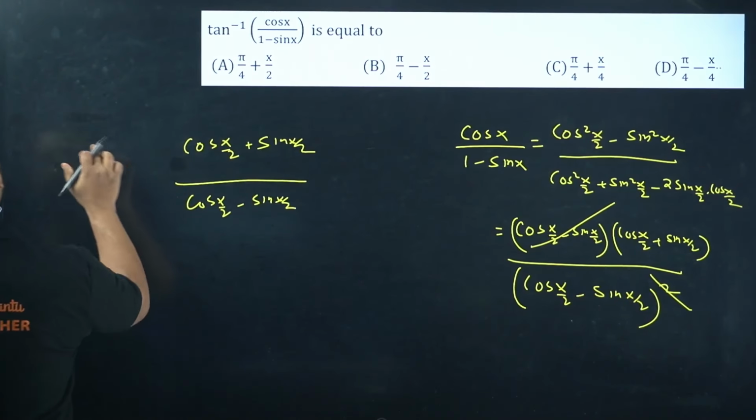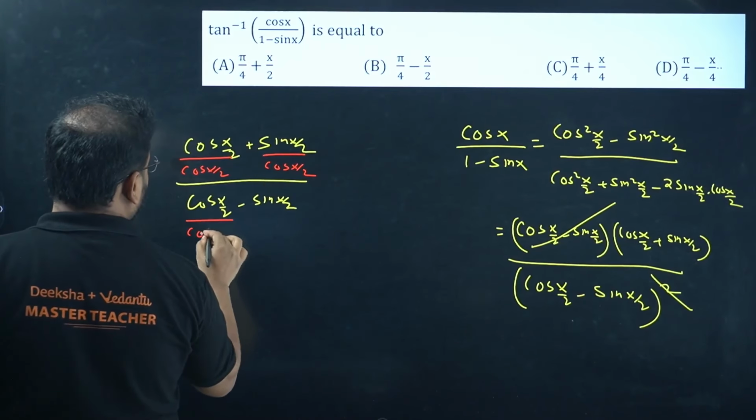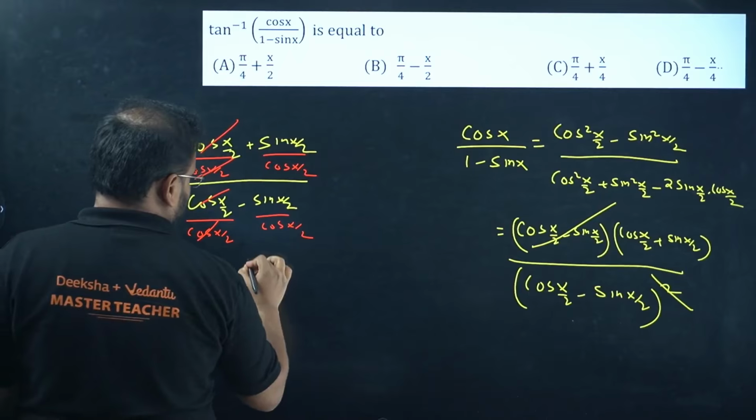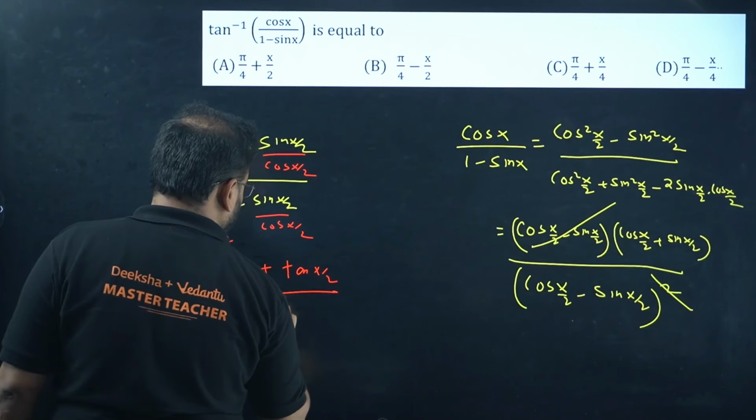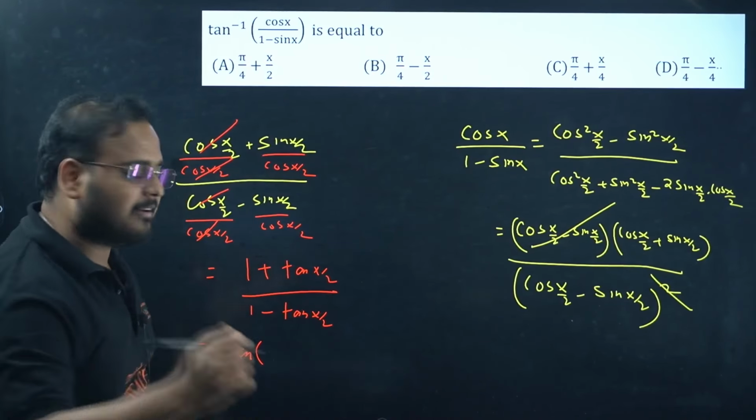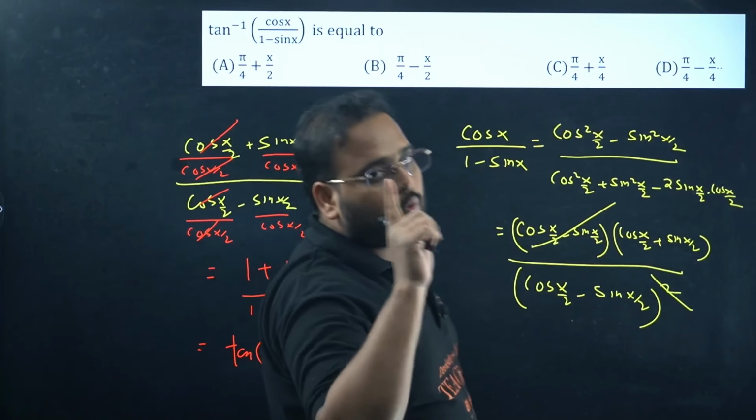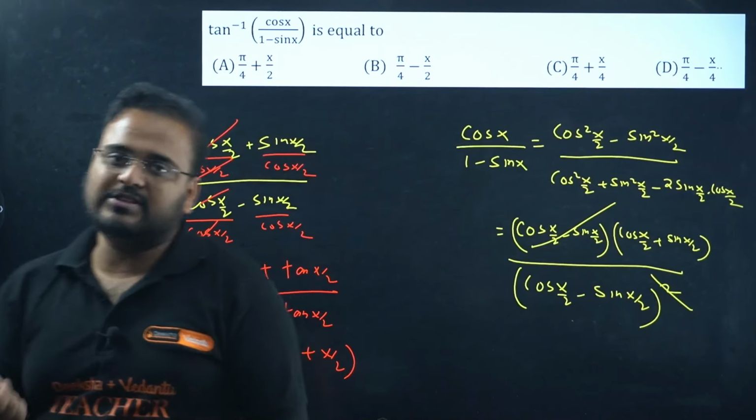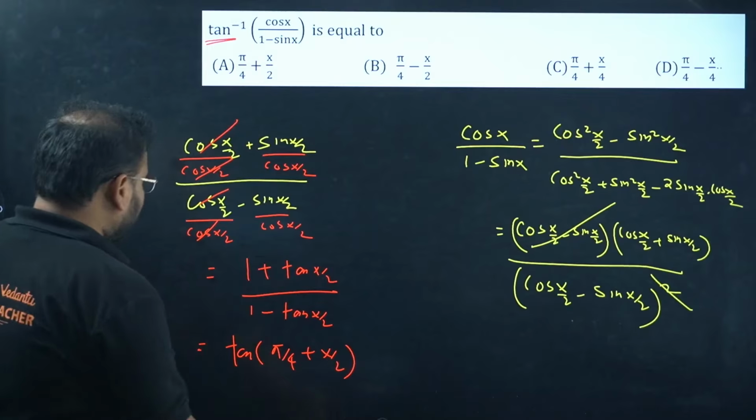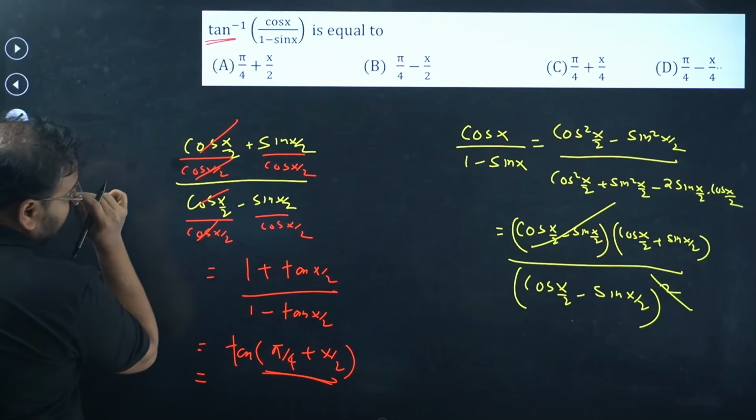Simply divide everything by cos x by 2. Cancel, cancel. This is becoming 1 plus tan x by 2 upon 1 minus tan x by 2. What is that? Tan of 1 is going to be when? Pi by 4. So tan of pi by 4 plus x by 2 is 1 plus tan x by 2 upon 1 minus tan pi by 4, which is 1, into tan x by 2. We get this as the answer for tan. Outside we have tan inverse. Operate tan inverse on this. Answer will become simply this value. So answer will be pi by 4 plus x by 2.